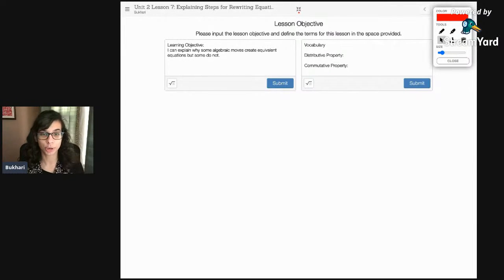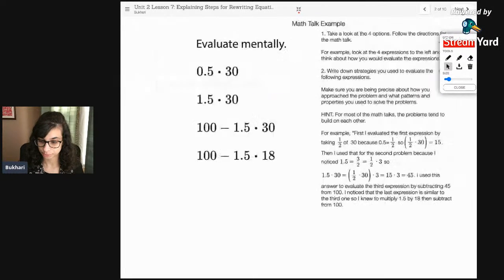Distributive property and commutative property. I will be using that during this video, so it's important that you know what those two properties are and what they represent. So that is your vocab for today. Alrighty, let's get into it.